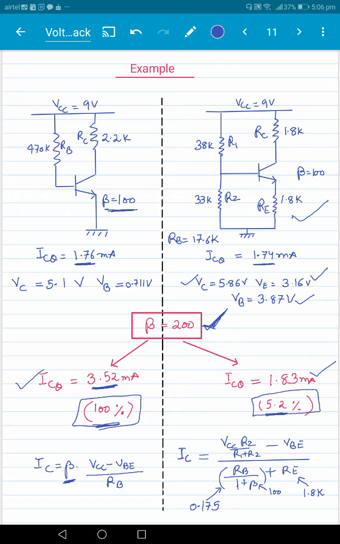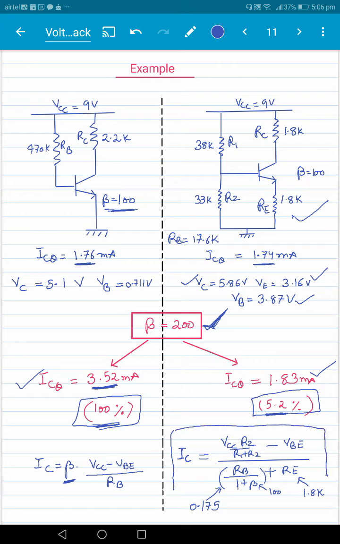And that's why we say that this particular circuit is insensitive to variations in beta. Now 5% change for some applications may be still significant, and you may want to reduce it further, and that we can see from this expression for collector current here.